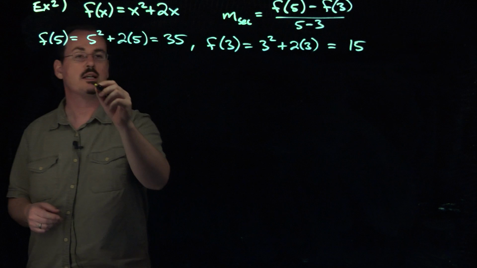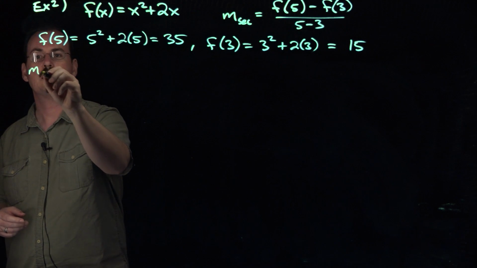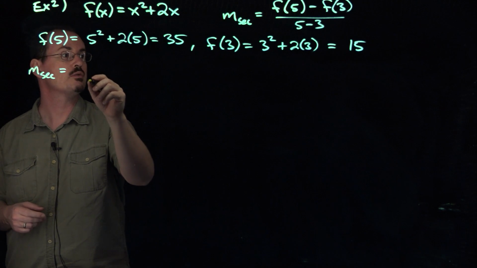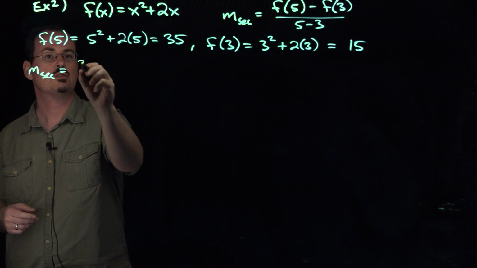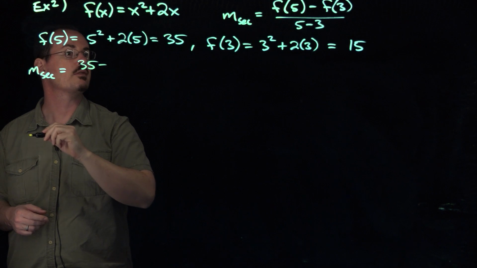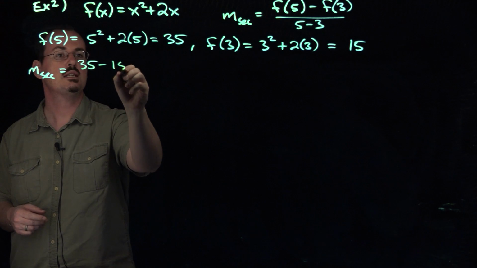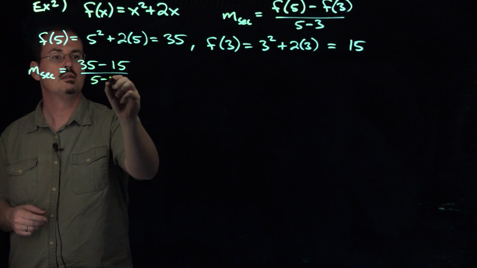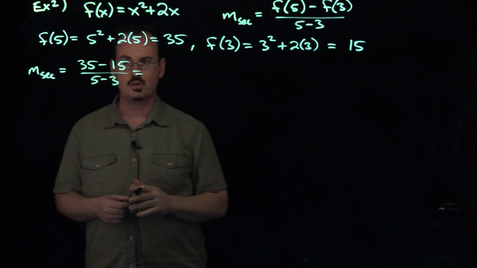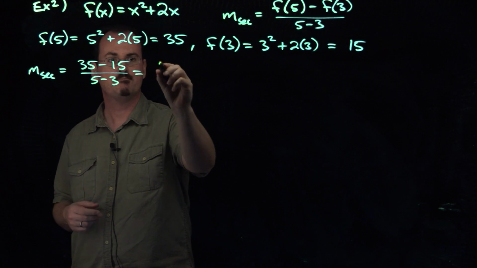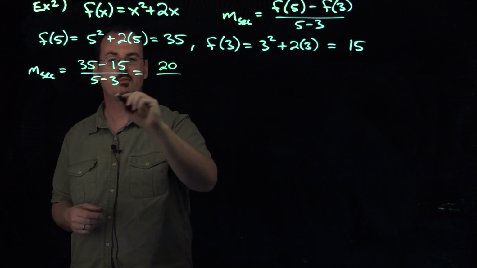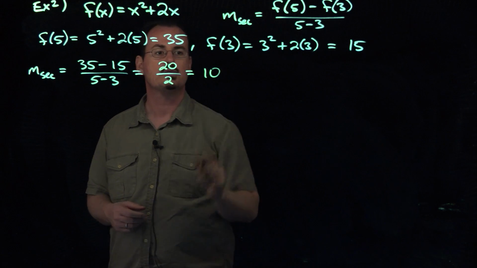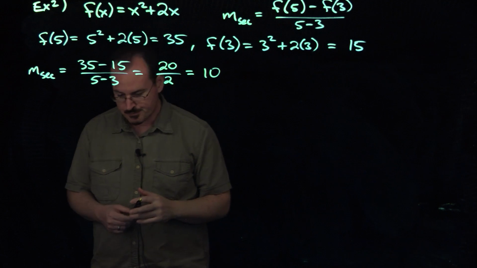Okay, so now we can plug that into the formula and get the slope of the secant line. Slope of the secant line is going to be f of 5, which we just said was 35, so 35 minus f of 3, which we just said was 15, divided by 5 minus 3. So 35 minus 15 gives us 20. 5 minus 3, 2. So the slope of that secant line is 10.